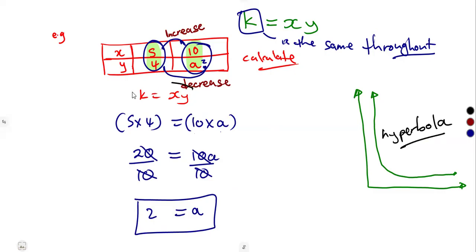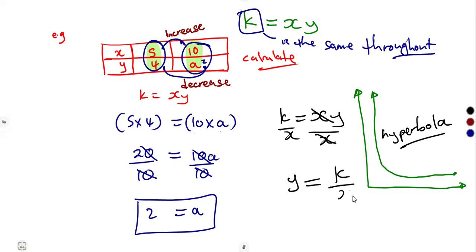And also from this one that we say K is equal to XY, we can write in any way. We can make, look here, guys. We say K is equal to XY. We can make Y the subject. We can divide by X like this. This cancels. So Y is equal to what? K over X.